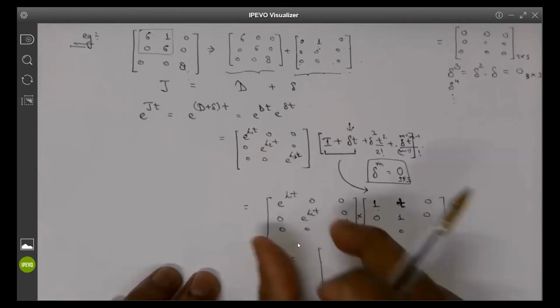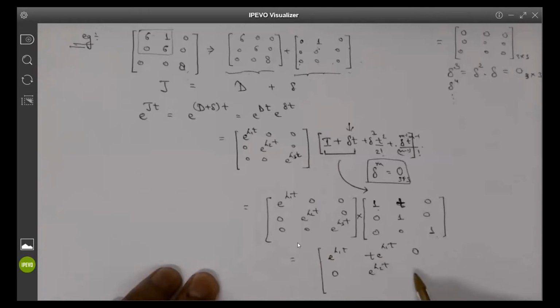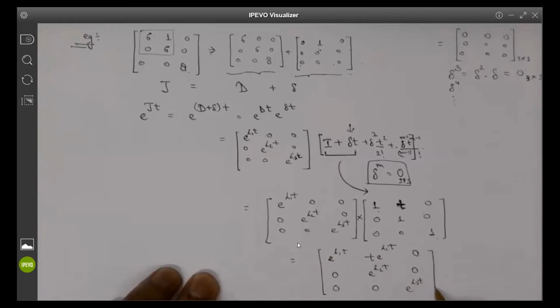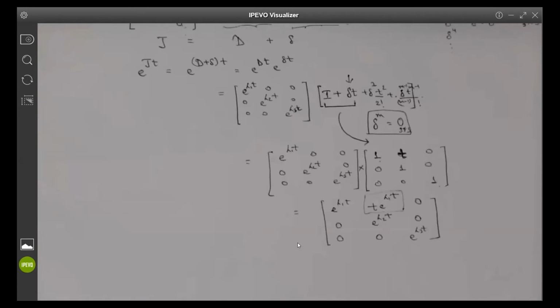To multiply these two matrices, you will end up with this: e^(lambda 1 t), t times e^(lambda 1 t), 0, 0, e^(lambda 2 t), 0, 0, 0, e^(lambda 3 t). So essentially you only have this extra term that is coming because of the Jordan form. Are you guys getting what I'm trying to do?